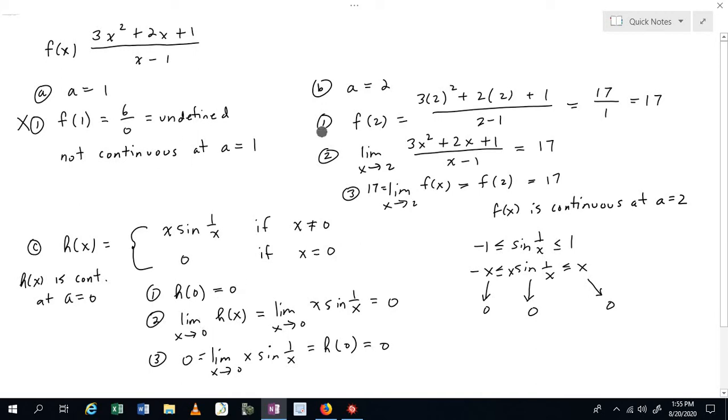So these are just some really nice examples of showing you how you can apply the definition of continuity at a point to determine whether a function is continuous at a specific point. Okay, and I recommend using the checklist. Just make sure you check all three conditions.